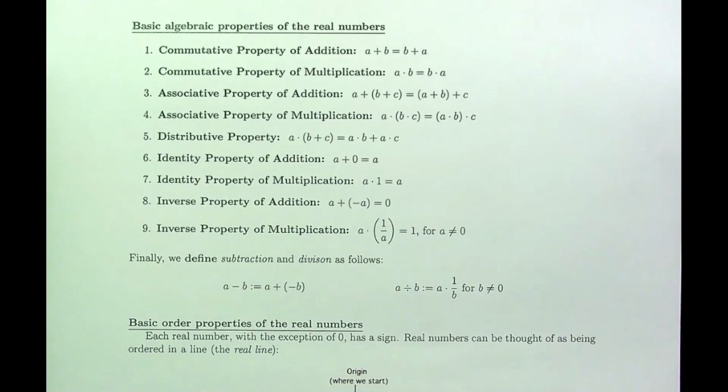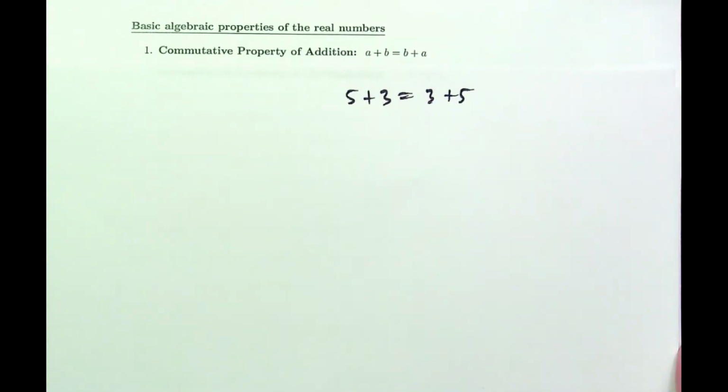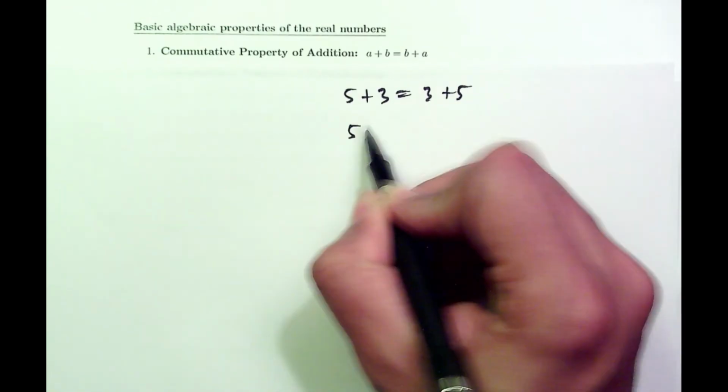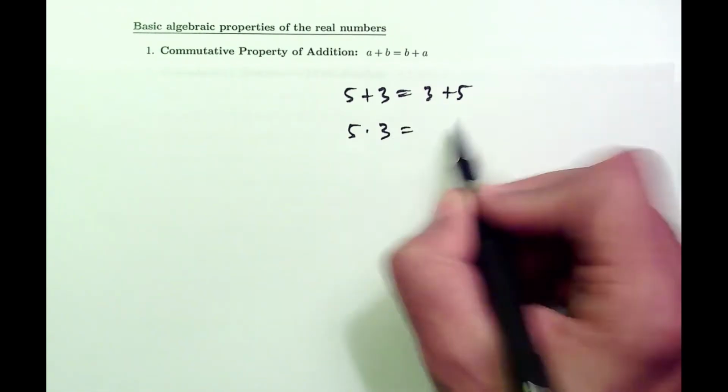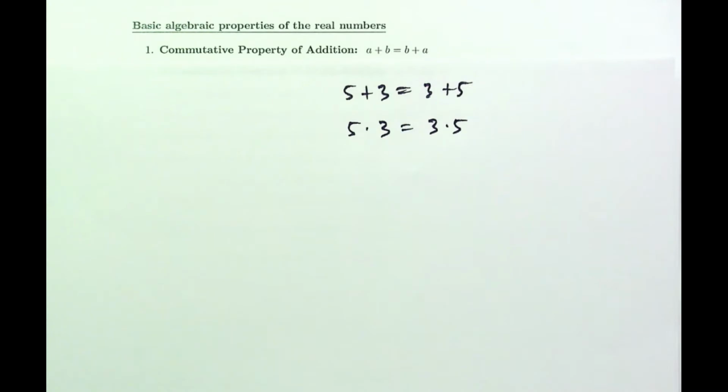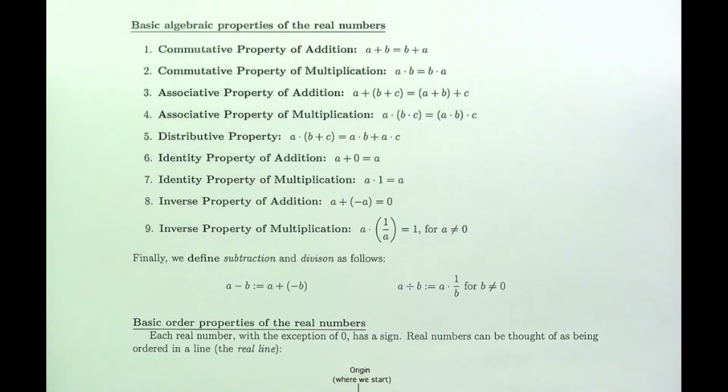All right. Then you also have the commutative property for multiplication. It's the same thing, but with a multiplication instead of a sum. 5 times 3 is the same as 3 times 5. And that holds for any number. So using variables, you can say A times B equals B times A. Again, that's commutativity. The order does not matter.